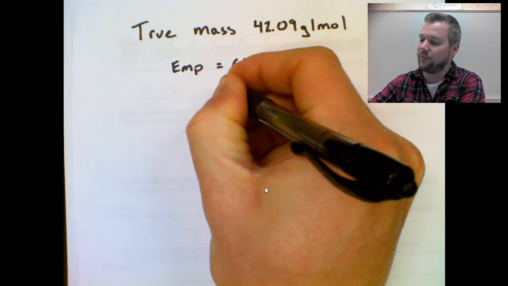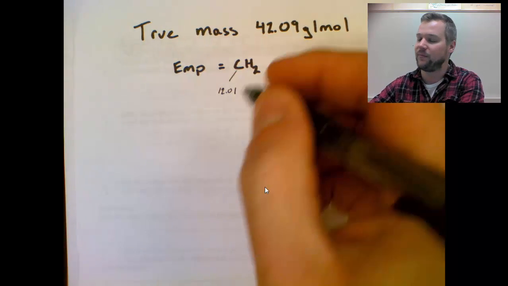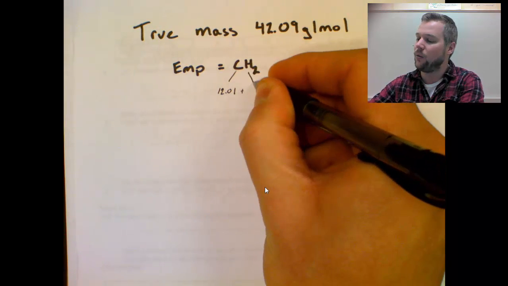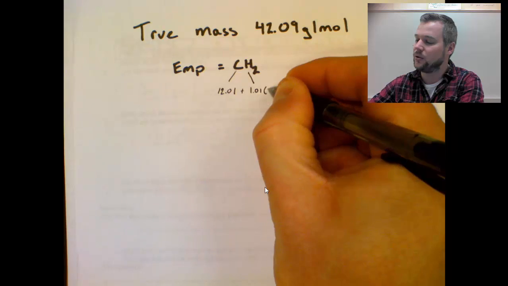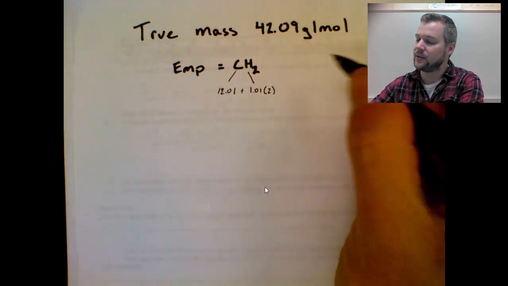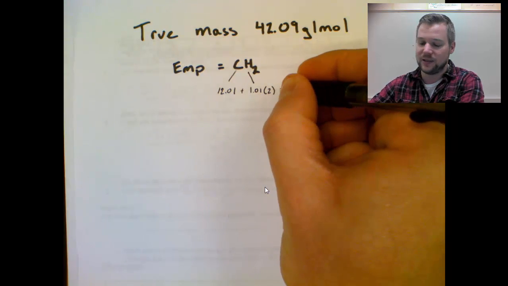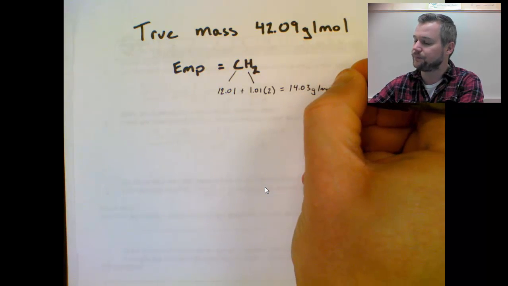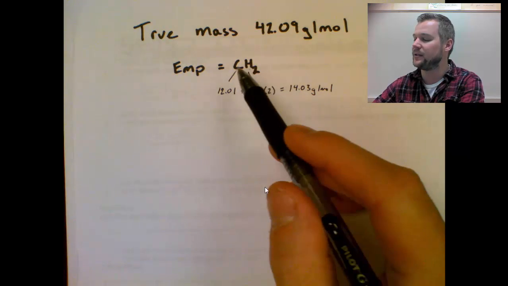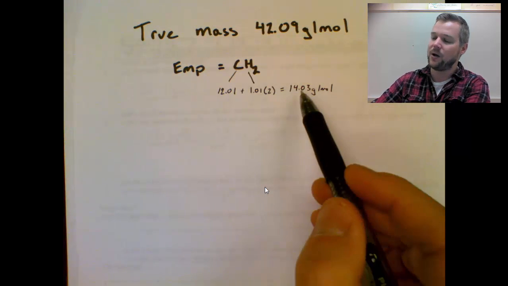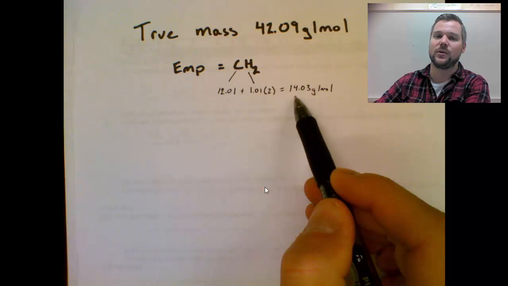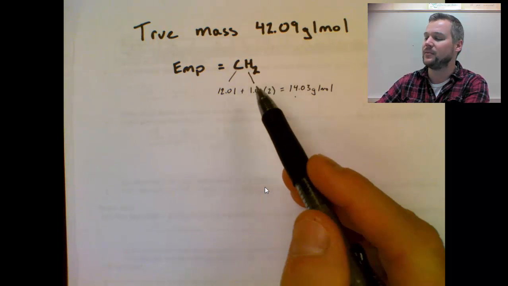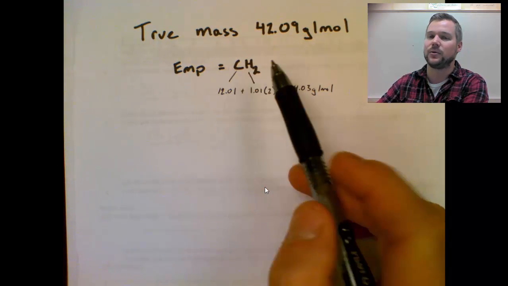It's 12.01 for carbon. That's coming off my periodic table. And then 1.01 times 2, also off the periodic table, and then the subscript 2. If you sum this together, it equals 14.03. And again, that's grams per mole. So I just found out how heavy this empirical formula was. Now I want to find out how many times does this formula go into the true mass, because that's how many times I need to increase my subscripts.